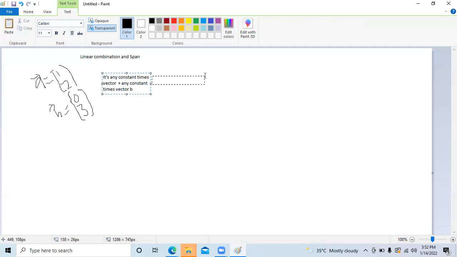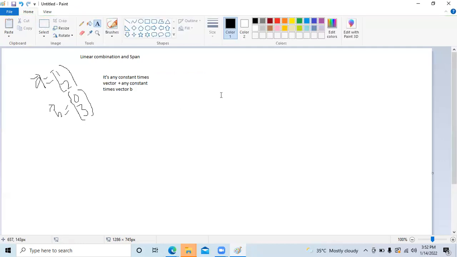So for example, we could decide to do 3 times vector A and minus 2 times vector B. This is a linear combination of these vectors, right? We can decide to say 7A plus 3B. This is another linear combination of these vectors.